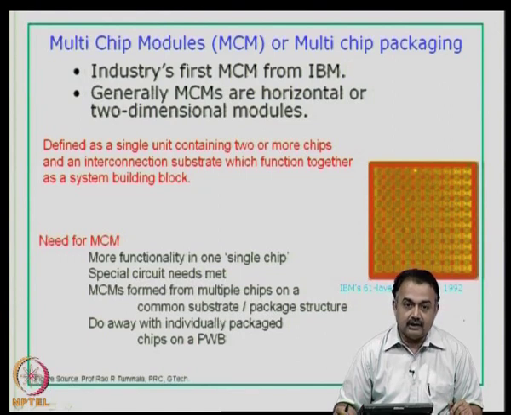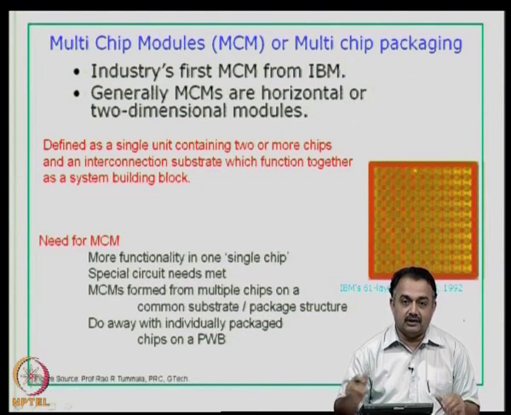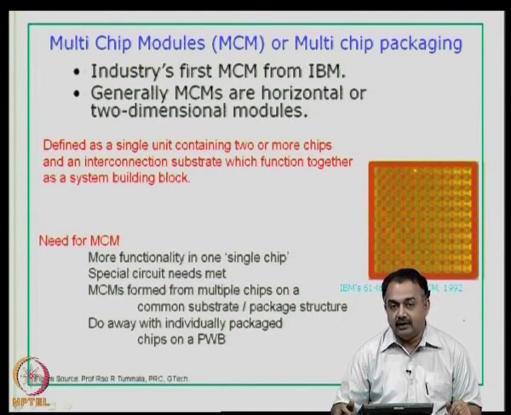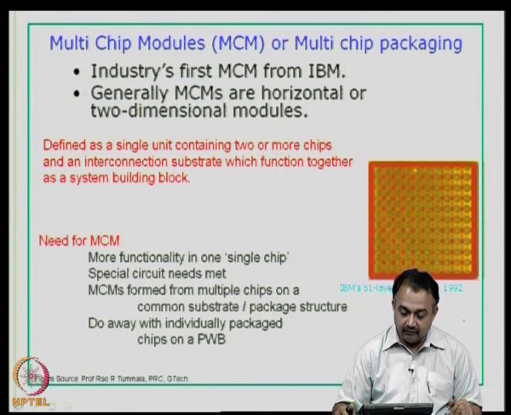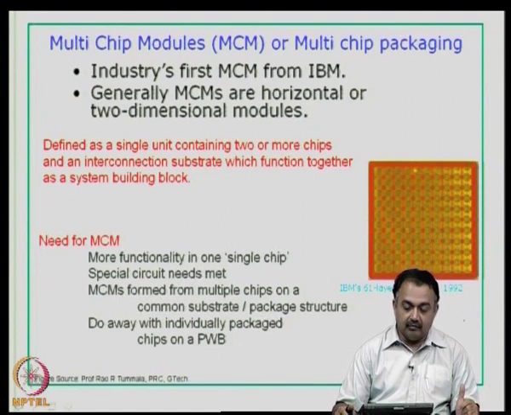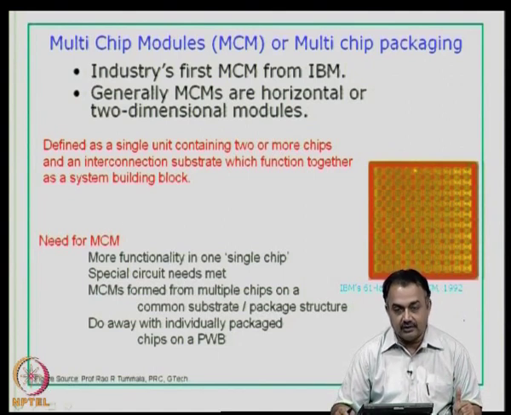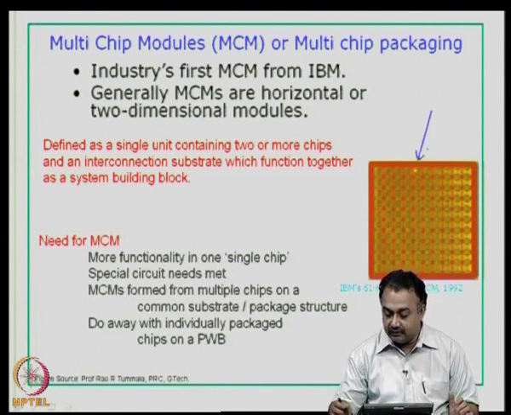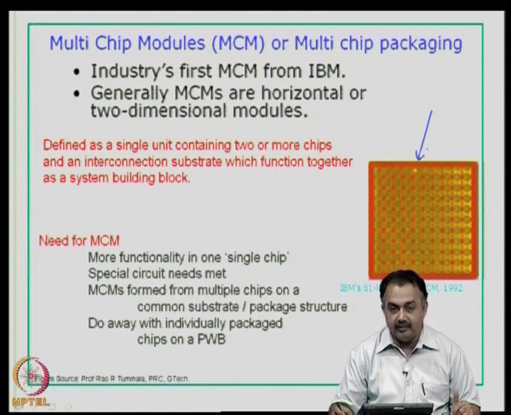So, multi-chip module is basically going to integrate a lot of devices together. It is going to reduce the space, and it is going to increase the component density or the pin density of a subsystem. So, industry's first multi-chip module came from IBM, and generally MCMs are horizontal or 2-dimensional modules. That means, if you look at this picture here, this is a photograph of IBM 61 layer low temperature co-fired ceramic substrate multi-chip module manufactured way back in 1992.